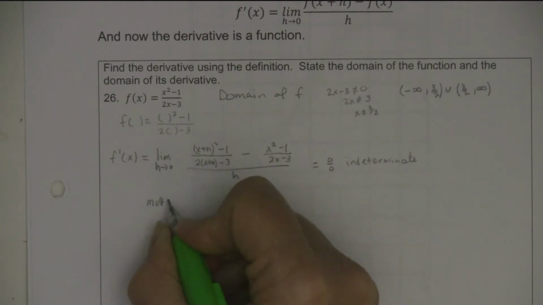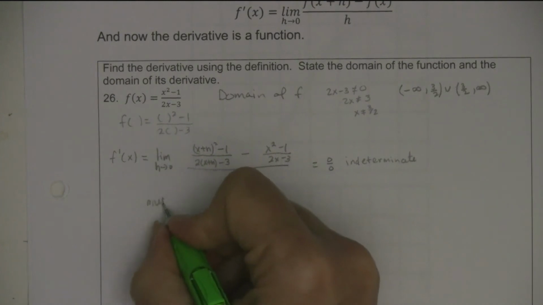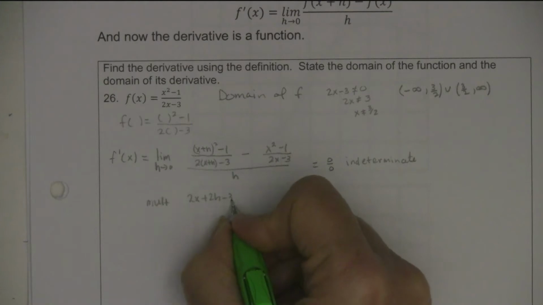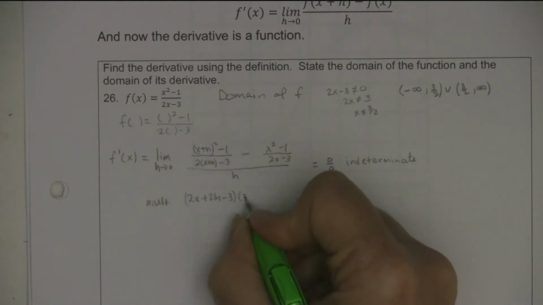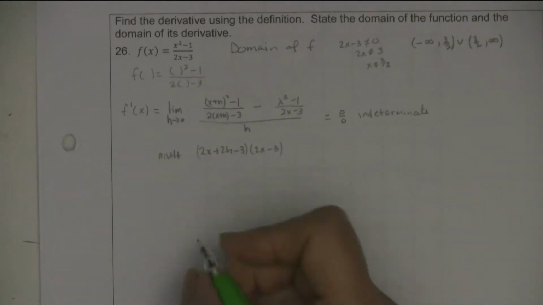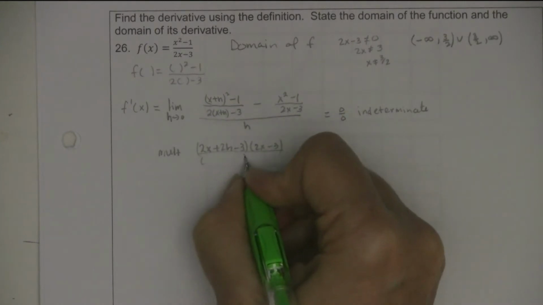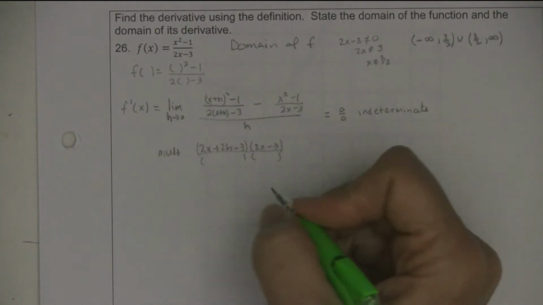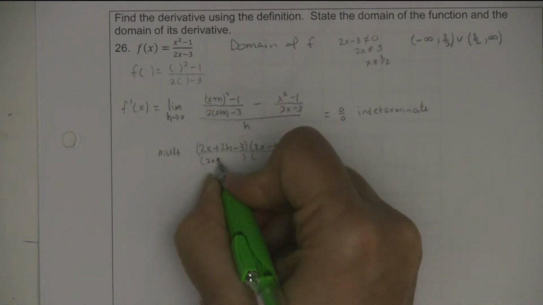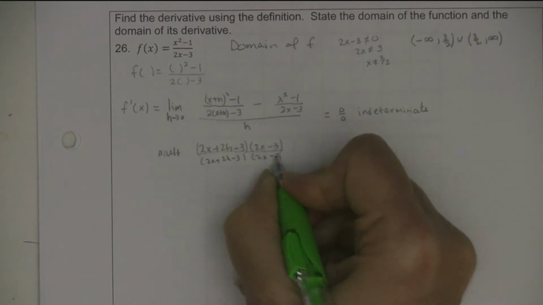So I'm going to be multiplying by 2x plus 2h minus 3 times 2x minus 3 to the numerator and to the denominator. So I'm really multiplying by this. I'm usually too lazy to write it over, but that's what I'm going to be multiplying by, which is 1, right? And so it should leave it looking different, but having a value that's unchanged.